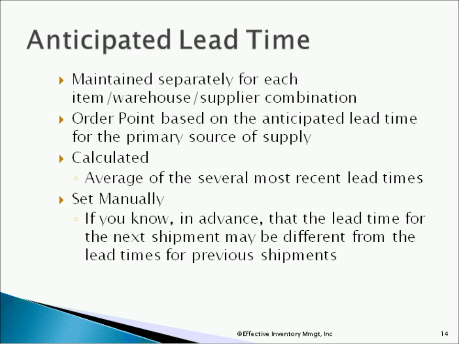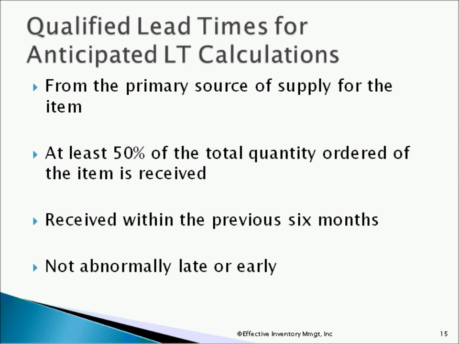Order points in computer software packages are based on the anticipated lead time from the primary source of supply, the vendor or the warehouse where you normally get replenishment shipments. Now, you can calculate this based on the average of the several most recent lead times, or in most systems, we can set the anticipated lead times manually. And this is especially important if you know the average lead time for the next shipment may be different from the lead times from previous shipments. Something else is going on in the market.